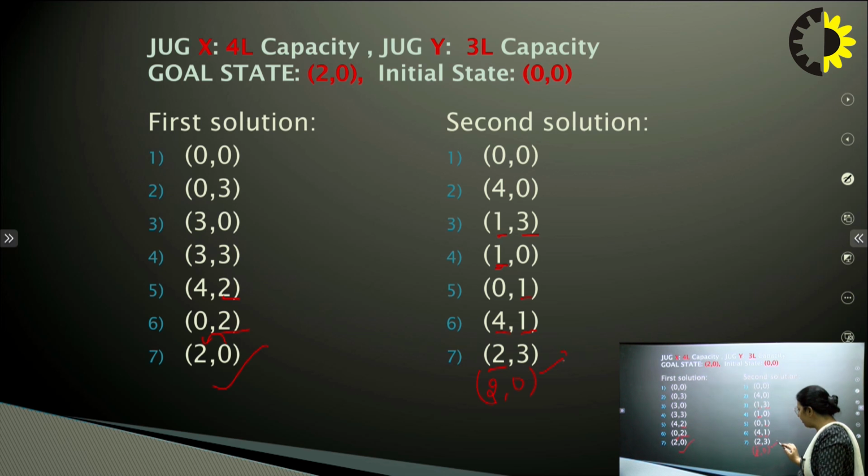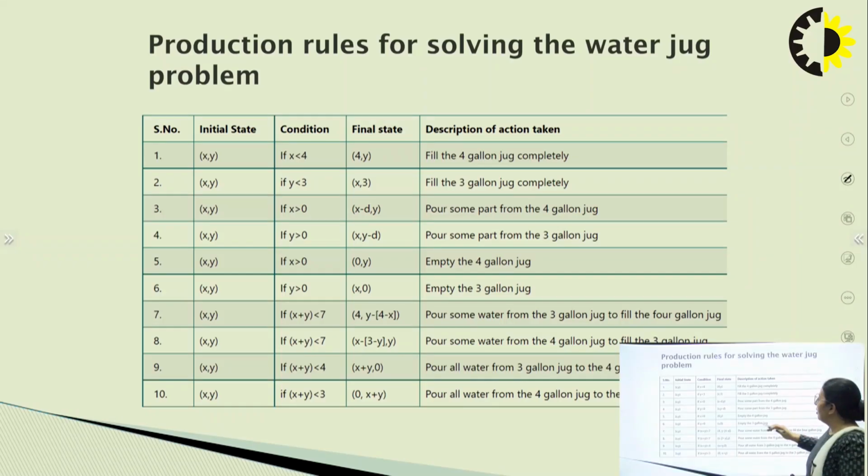This represents a complete 2 liters of water in jug A. So these two are the solutions for getting 2 liters of water in a 4 liter capacity jug without any measuring scale on it.